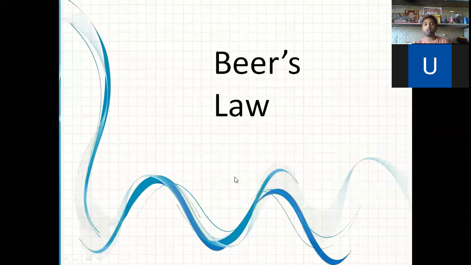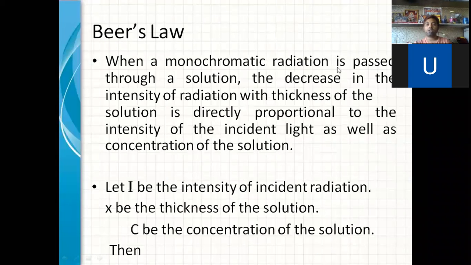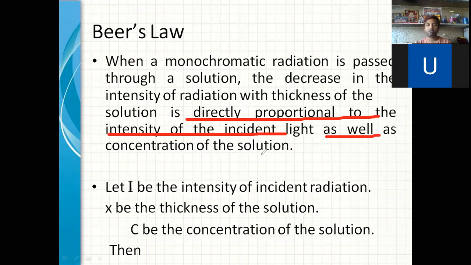Then we come to Beer's law. When a monochromatic radiation is passed through a solution, the decrease in the intensity of radiation with thickness of the solution is directly proportional to the intensity of incident light as well as the concentration of the solution. Here, concentration of solution is also there, so two terms are there. Let I be the intensity of incident radiation, x be the thickness of the solution and C be the concentration of the solution.